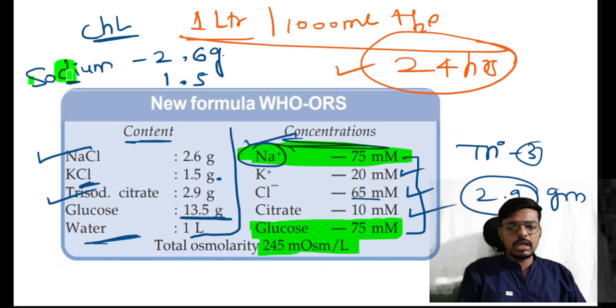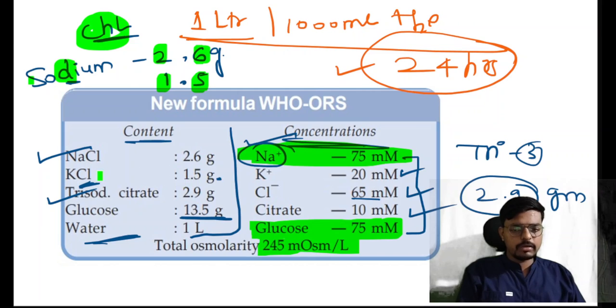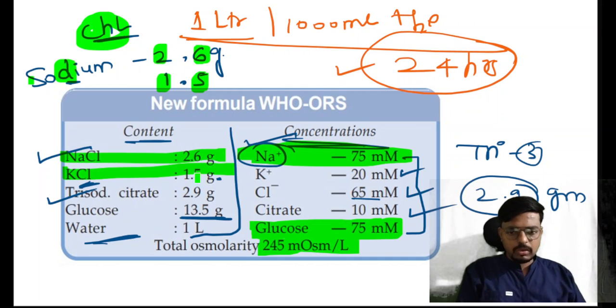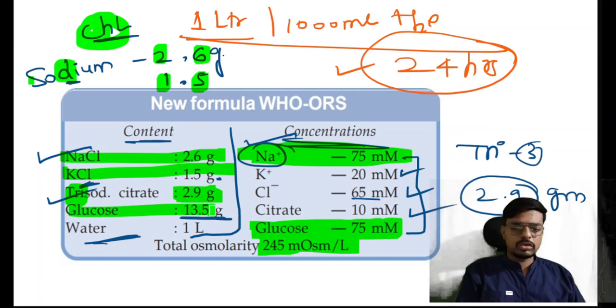So for sodium chloride, NaCl, I have written 2 and 6, that is 2.6 gram of sodium chloride. Then deduct 1 from the 2, that is 1, deduct 1 from the 6, that is 5, so 1.5 gram is our KCl. 2.6 gram is our sodium chloride, and trisodium citrate, tri stands for 3, so we can write 2.9 gram. Then glucose is 13.5 gram, then water will be 1 liter.